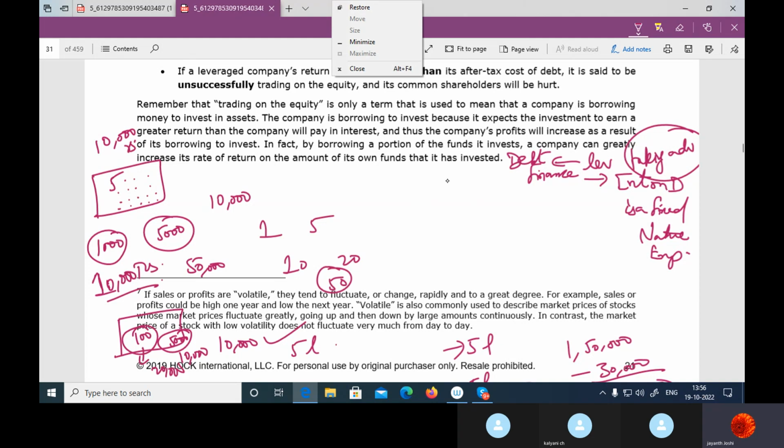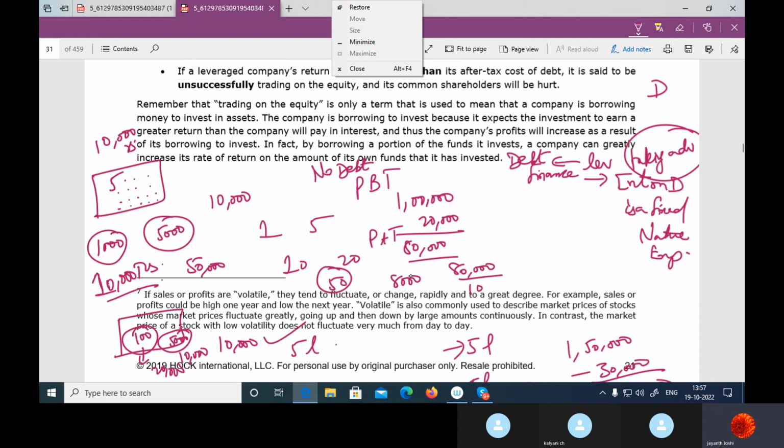Now you see how we can take the advantage of this debt finance. Let's say the company's profit is 1 lakh, and this is profit before tax. Taxes are 20,000. No debt. And 80,000 is my PAT, and the number of shareholders is 10. So when I distribute this 80,000 amongst 10 shareholders, how much is each one getting? 8,000. Correct or wrong?